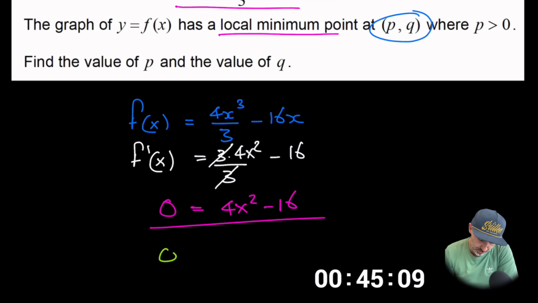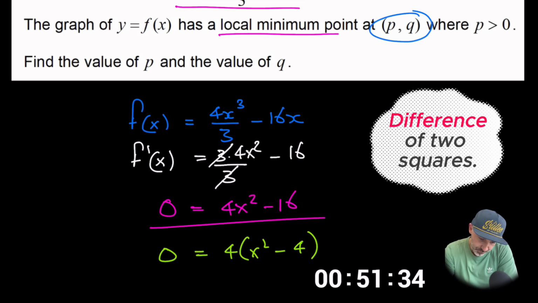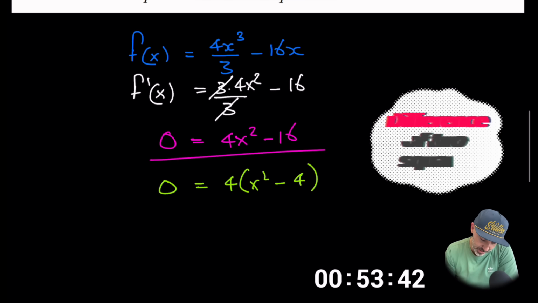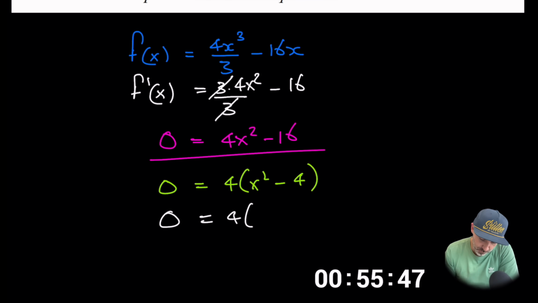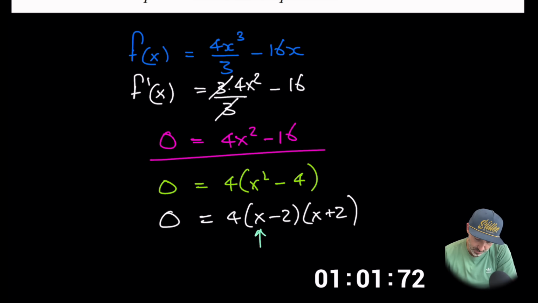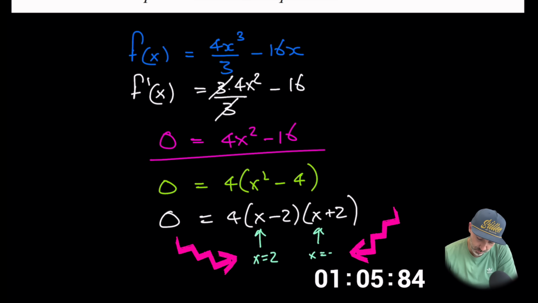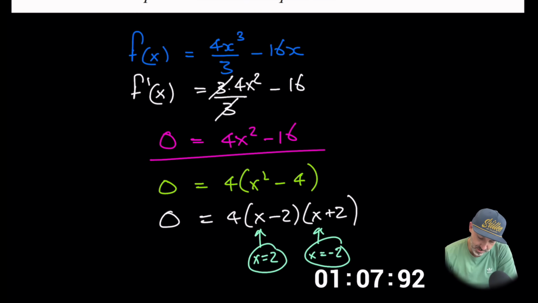So we're going to factorize out a 4 and have x squared minus 4, and that looks like it's the difference of two squares. So what I'll do over here is I'll just say, well, that's the same as saying 4 times (x minus 2)(x plus 2). Right, so the gradient is equal to 0 either when x is equal to 2 or x is equal to minus 2. So we want to know which one of those is the minimum point.